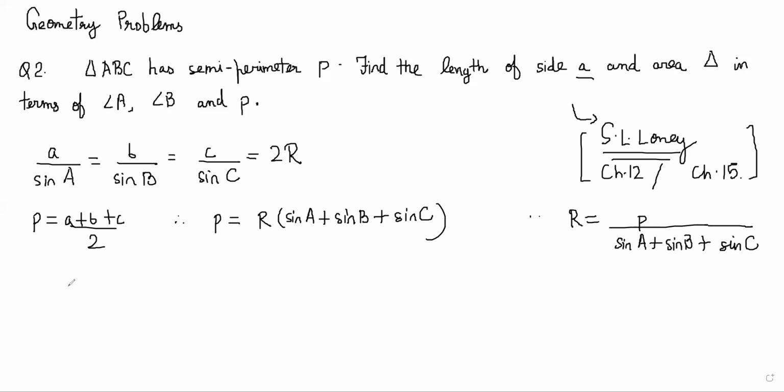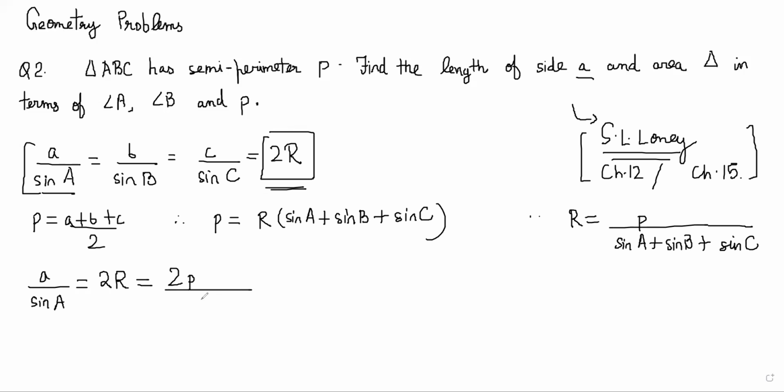Correct. So what we will do now is we will express this a by sine A, and we'll use the first and the fourth portion of this equality. So a by sine A is equal to 2R, and put the value of R as this because we want to express everything in terms of P, A, and B. So we get 2P by (sine A plus sine B plus sine C).